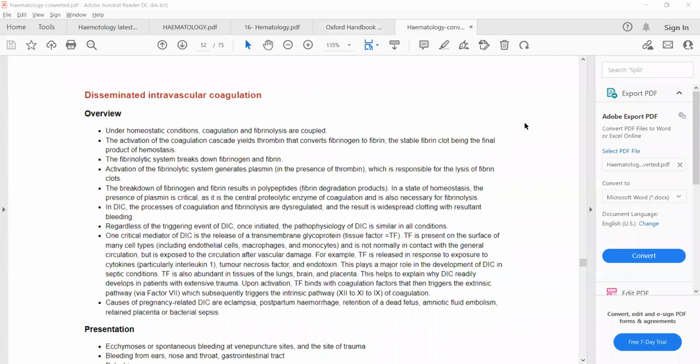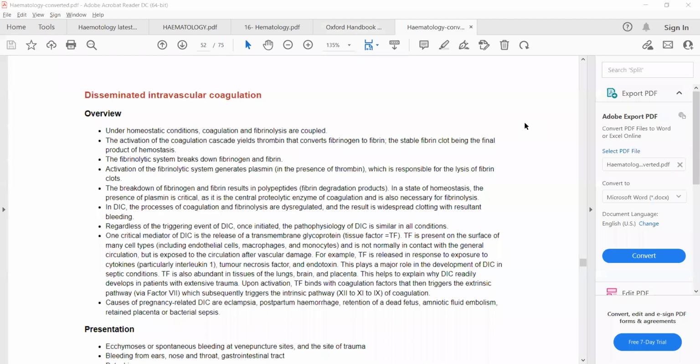So far, we have discussed the causes of bleeding that included ITP, hemophilia, von Willebrand disease. Now, another cause of bleeding is disseminated intravascular coagulation. What is disseminated intravascular coagulation?